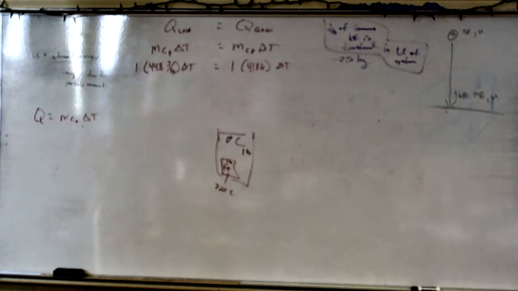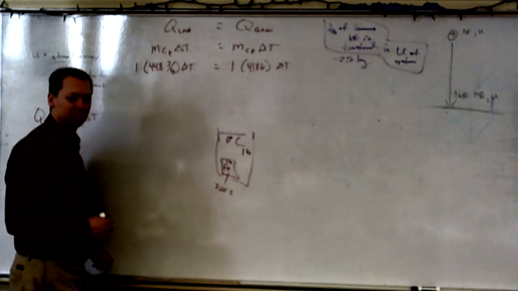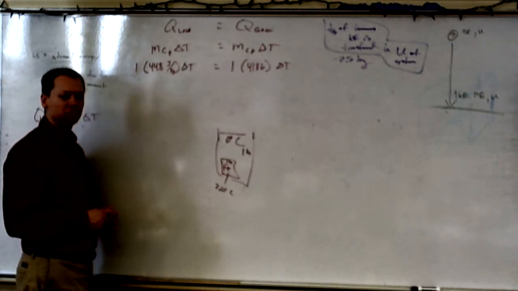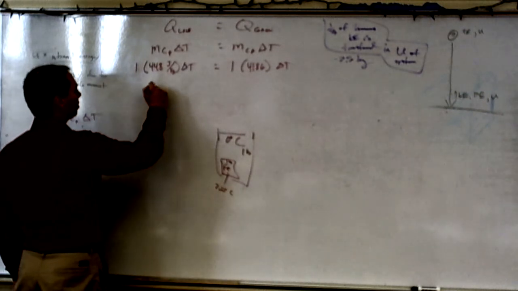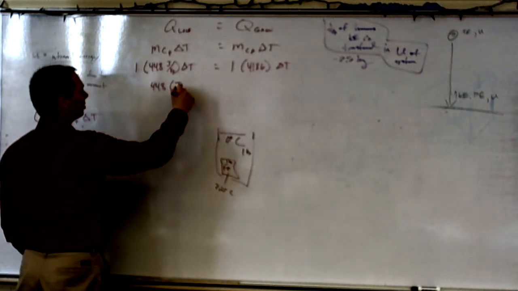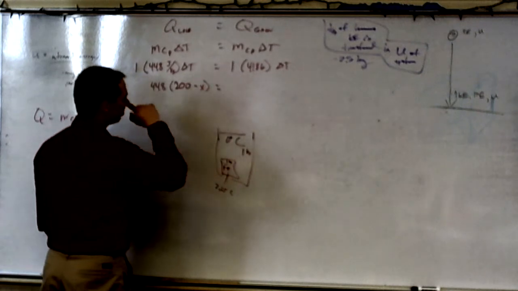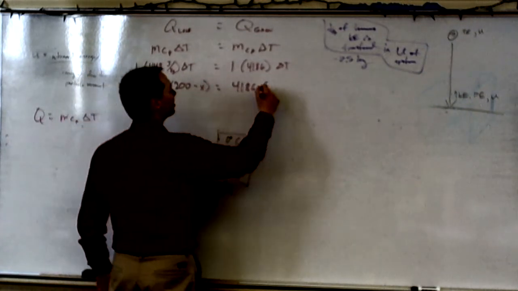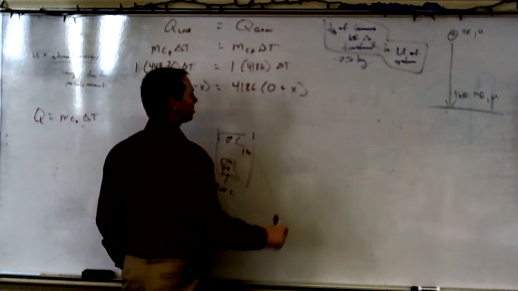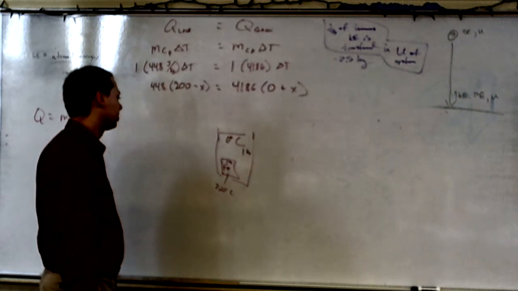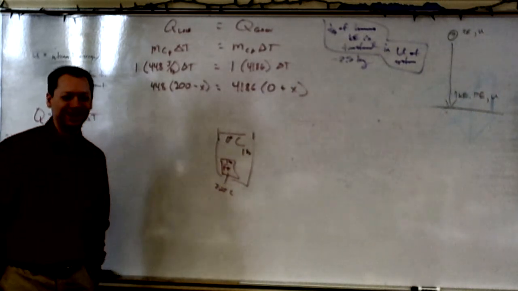What do you think, Sue? 200 minus x, and 0 plus x. We need 200 minus x and 0 plus x. Let's do that and see what happens. It's not going to work. Because the initial temperature is different, so it'll have to be 200 minus x equals 4186, 0 plus x. But then they can't both be x's because it's going to be a different number. Right. So I give up.